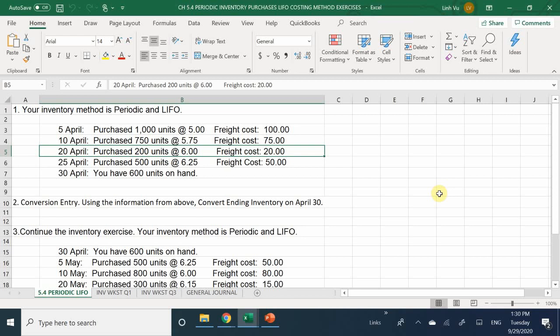With that being said, we are now applying our knowledge on how we apply FIFO to calculate the cost of the inventory.